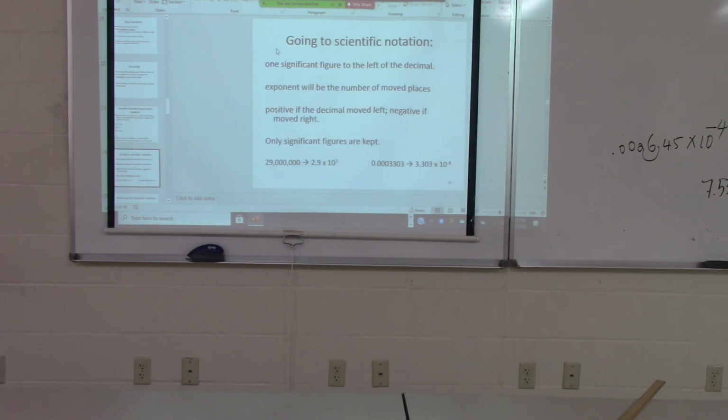So you see, one significant figure to the left of the decimal. You can move the decimals that way or this way. So here you see now, 29 million. How do you write this? There is 29 million. My decimal is at this end. So I am moving 1, 2, 3, 4, 5, 6, and 7. So I'm moving from right to left. Is it positive or negative? Right to left. Positive. So that's why I put 2.9 times 10 to the power 7.